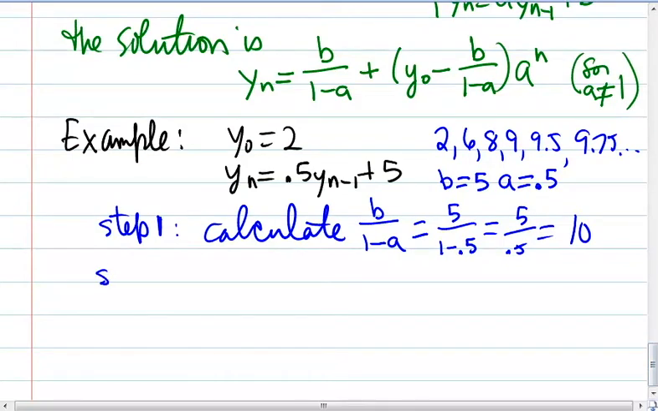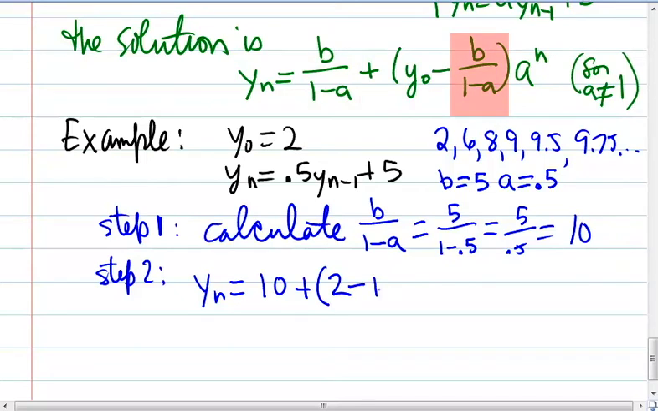Step 2 is to put them in their proper places and to put in y0. yn is equal to b over 1 minus a, that's 10, plus y0, which is 2, so I put that in here in parentheses, minus b over 1 minus a, that's 10 again. a is 0.5, and that's raised to the n. So this gives me a formula where I can just put n right here and calculate yn. And these other numbers just stay the same.